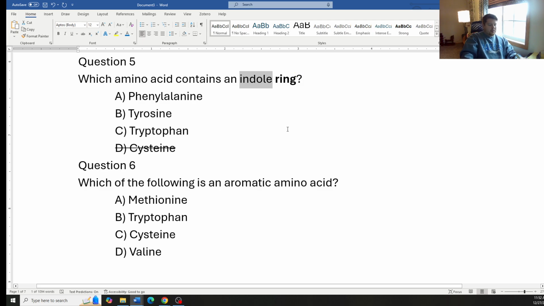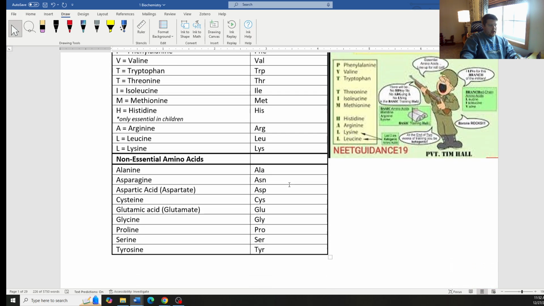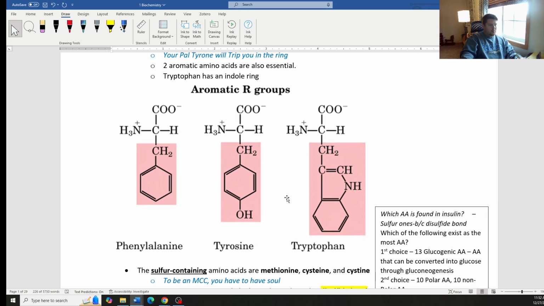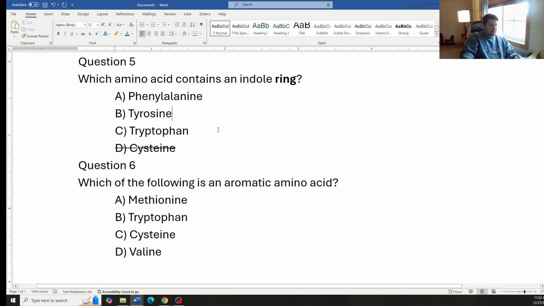An indole ring is a 5-point structure instead of the 6-point structure. So we go here and we look at our aromatics, and we see phenylalanine and tyrosine have their 6. Tryptophan has this 5-ring structure. This is a secondary ring to everything. So our answer is tryptophan. It has our indole ring structure.